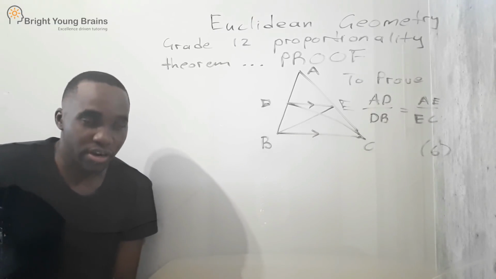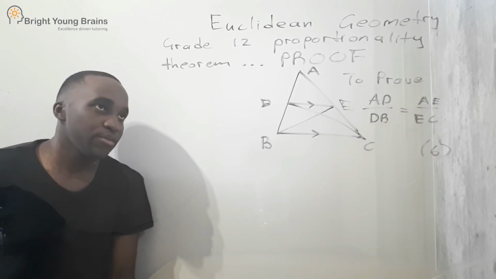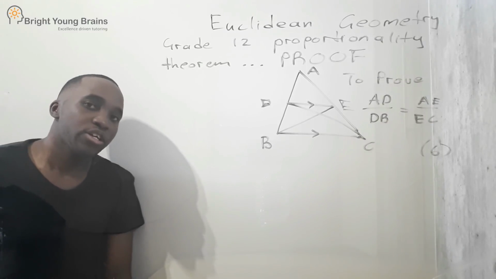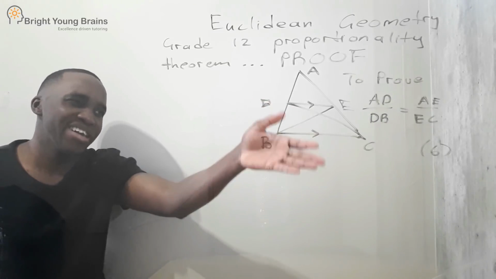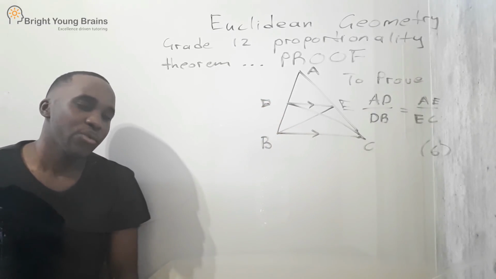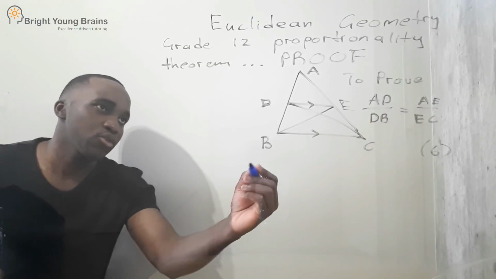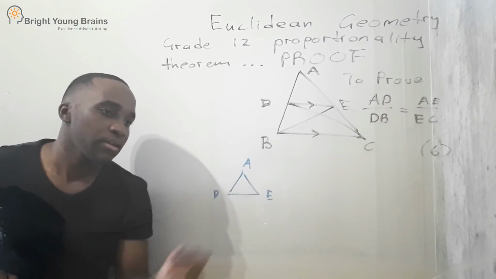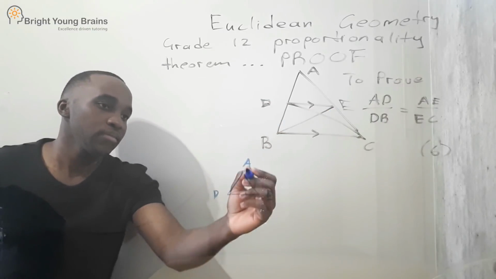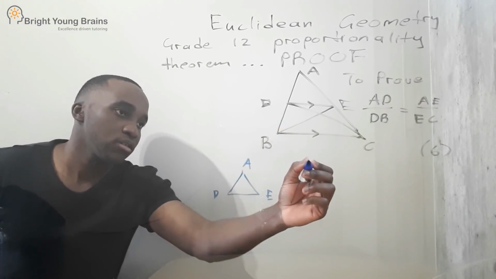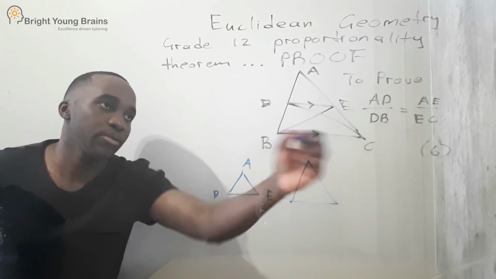So simply put, with our proportionality theorem, before we prove it, all we want to take note of is that, for example, with our sketch, we have two main pictures to focus on here. When I say two main pictures, I am referring to the triangle at the top here, ADE, and the big one.